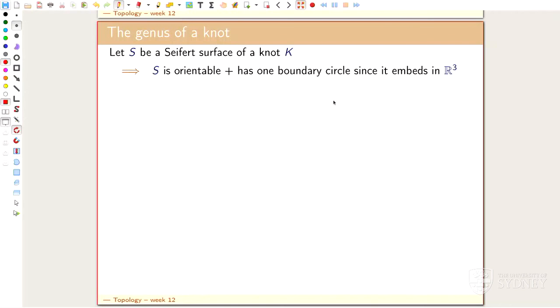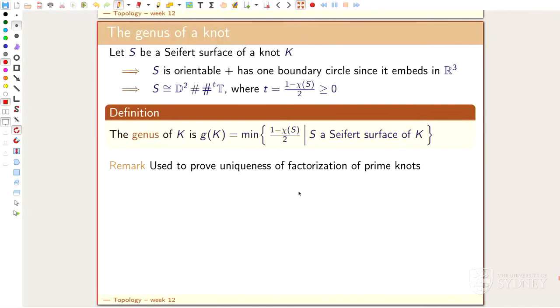Okay. So essentially what I just said is it's orientable and has one boundary component, so D is 1 and P is 0. So it's just 1 D and 1 T. And we know how to compute T because we have the formula for the Euler characteristic. So it's just 1 minus the Euler characteristic, divided by 2 in this case, because D is 1 and P is 0. And that number is essentially our genus.